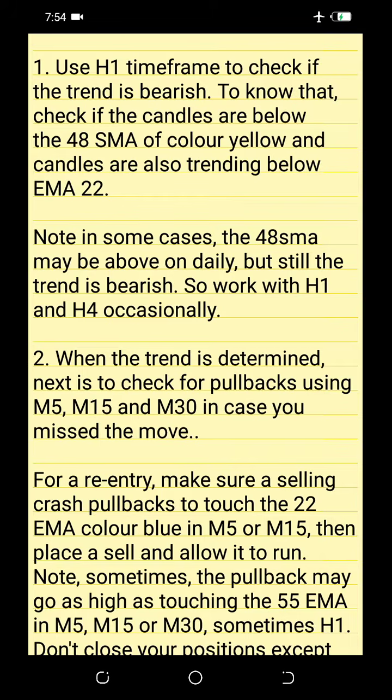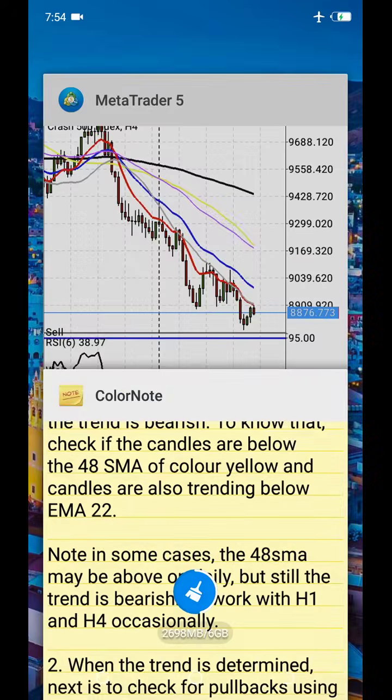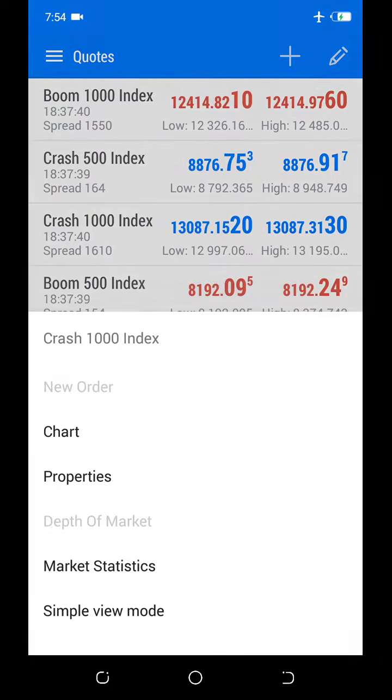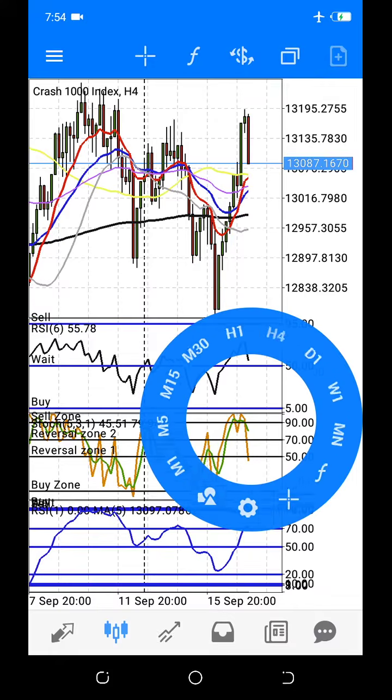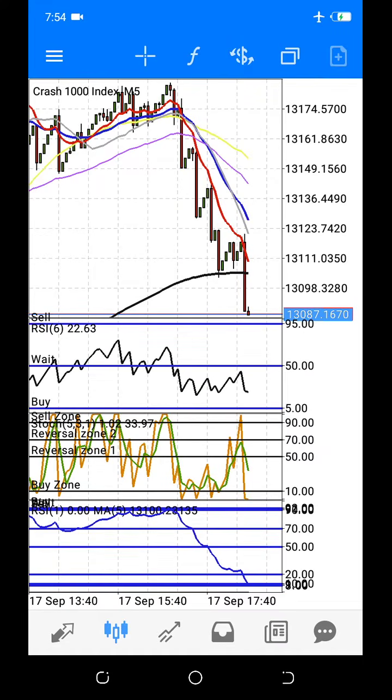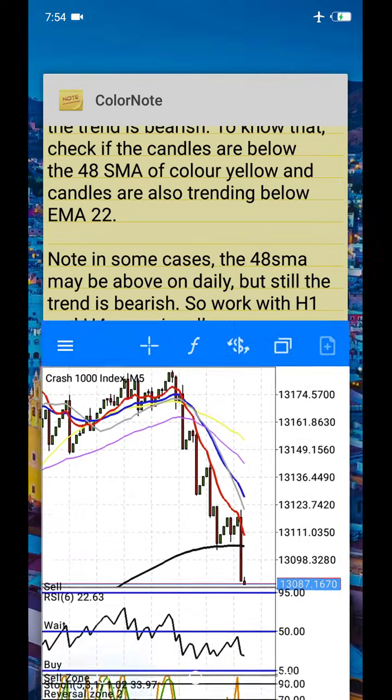Pullbacks using M5, M15, and M30. So let me go back to my C1000 and explain what I'm saying. First and foremost, you have discovered that that trend is a sell trend, right? The next thing you need to do is to come to M5. Now, what did I say about M5?